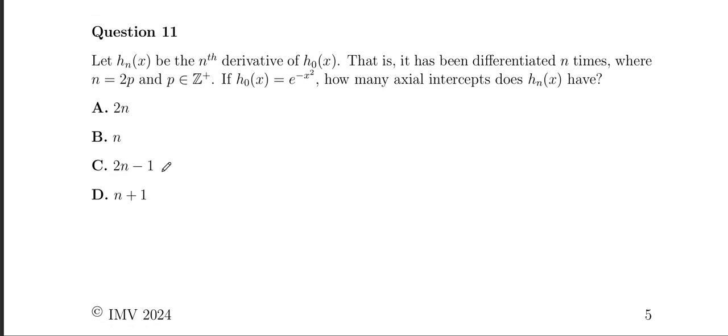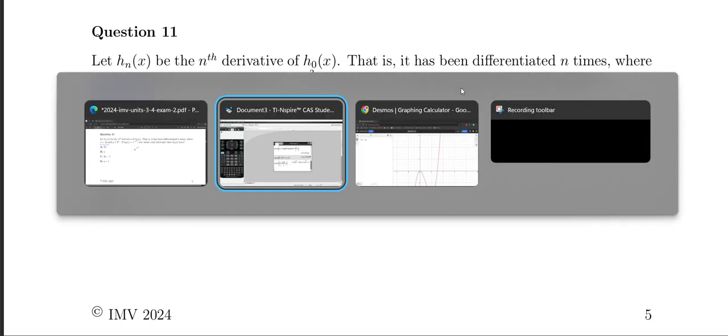All right, question 11. Let h_n of x be the nth derivative of h_0 of x, where n is 2p, so that's essentially saying that n is only even numbers, and h_0 of x is equal to e to the negative x squared. How many axial intercepts does h_n have?